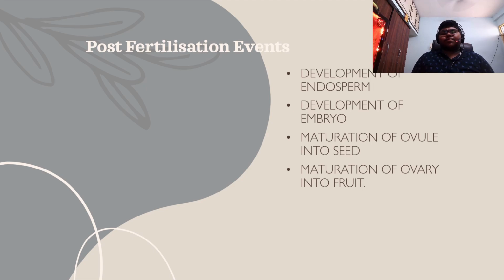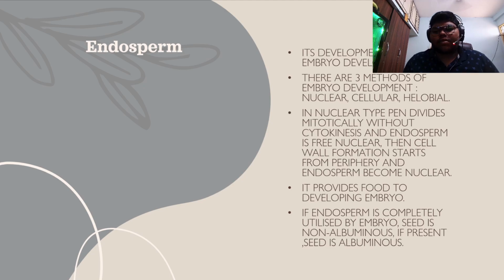Post-fertilization events: development of endosperm, development of embryo, maturation of ovule into seed, and maturation of ovary into fruit. Endosperm development precedes embryo development. There are three methods of endosperm development: nuclear, cellular, and helobial.